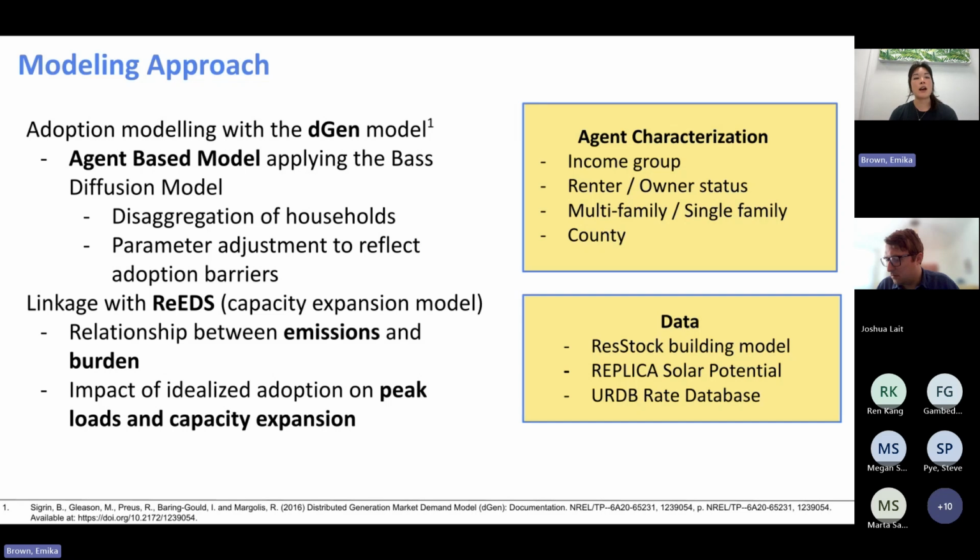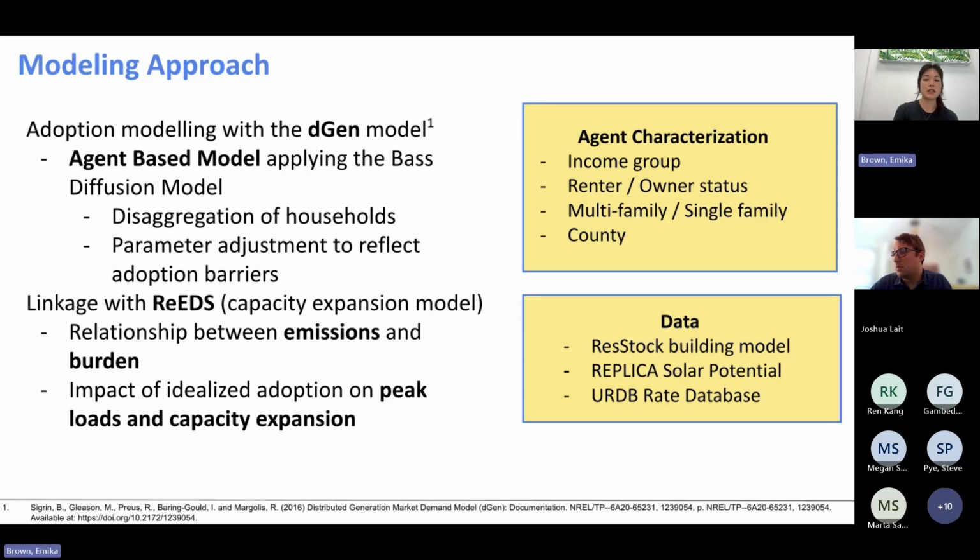And then another element of this modeling approach that I'm hoping to do is a linkage with this capacity expansion model called ReEDS, which is also maintained by NREL. And linkage with this model will hopefully enable me to study the relationship between emissions and burden reduction with the deployment of DERs in specific places, and also to think about the impact of an idealized DER landscape on peak loads and also capacity expansion.